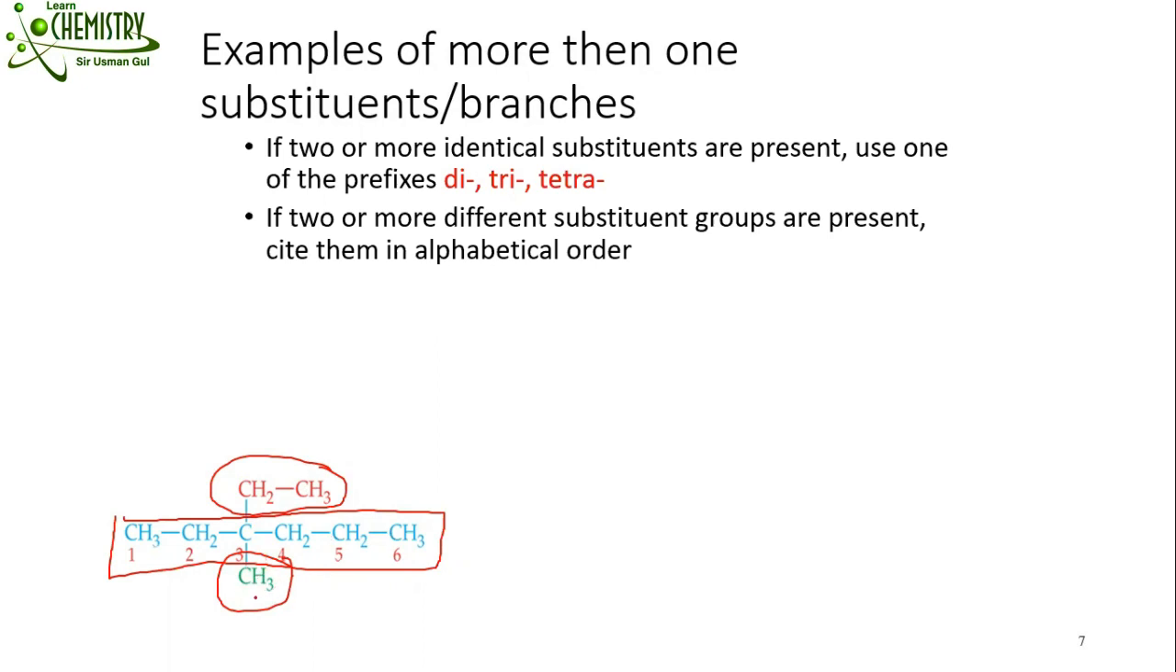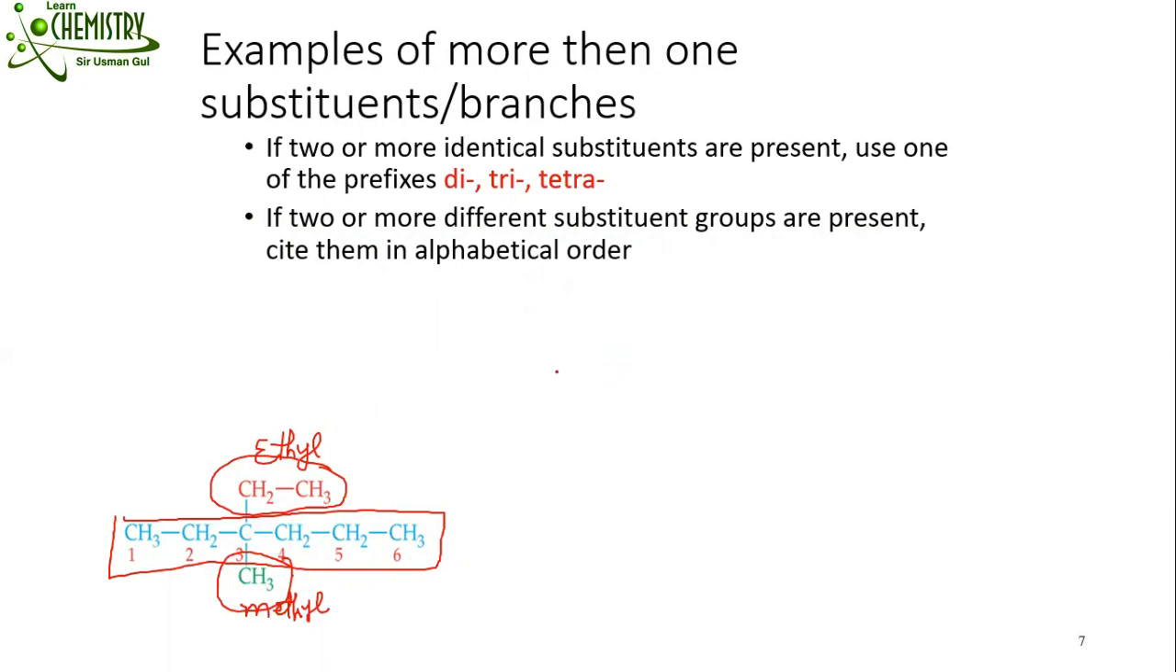Now this branch is composed of only one carbon, so I will name this branch methyl. And the upper branch is composed of two carbons, so the name will be ethyl. So how will I name these branches? Remember that if two or more different substituents or branches are present, cite them in alphabetical order. So alphabetically, the name ethyl should come first.